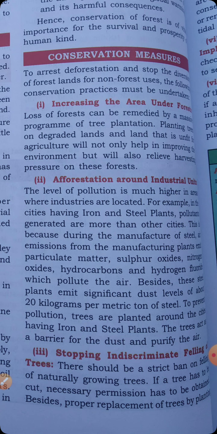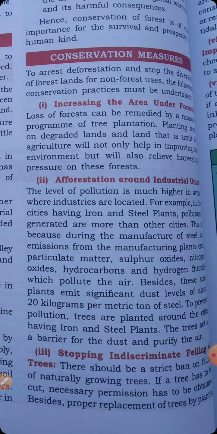Planting trees on degraded lands and land that is unfit for agriculture will not only help in improving the environment but will also relieve harvesting pressure on these forests. Second point, afforestation around industrial units. That is also an important point.